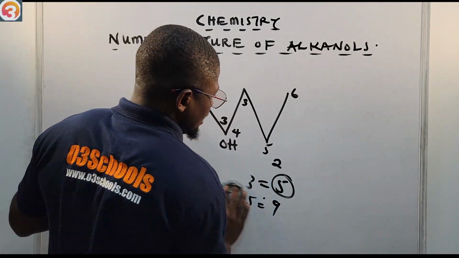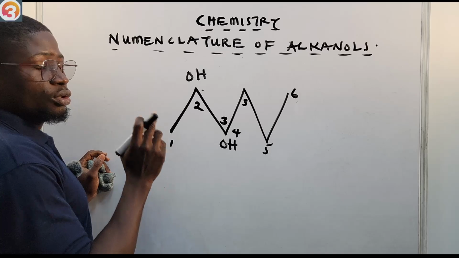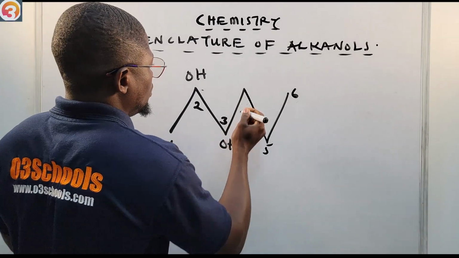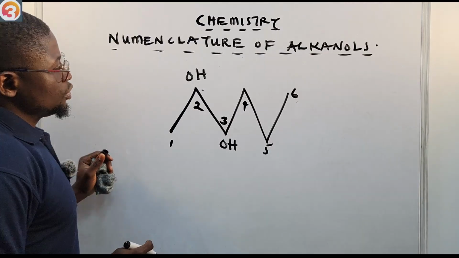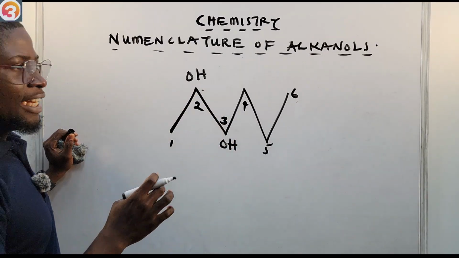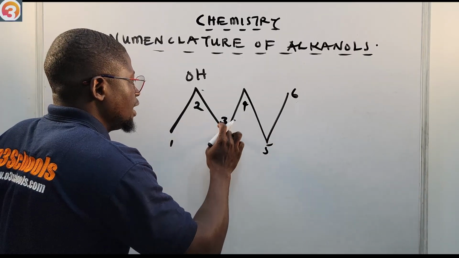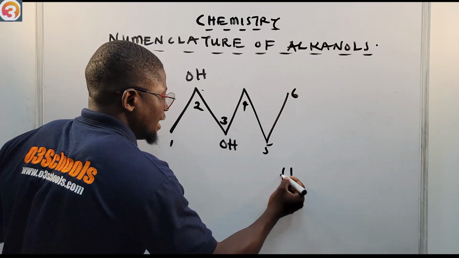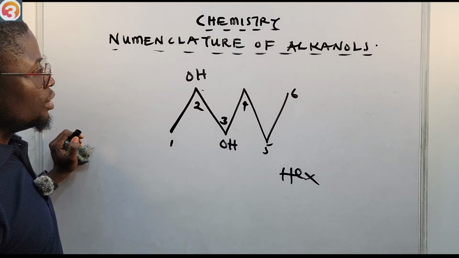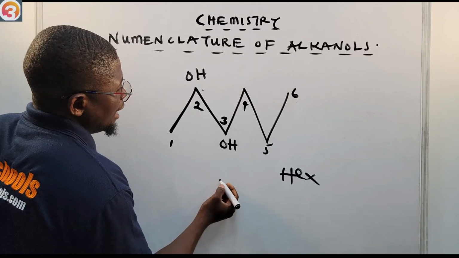All right, so we have been able to get our shortest link to the OH group. 1, 2, 3, 1, 2, 3, 4, 5, 6. Now we have our OH groups on the second carbon and on the third carbon. We already know that the number of carbon atoms in this parent chain is 6. 1, 2, 3, 4, 5, 6. That is hex, hexane. All right, so now naming this compound becomes very easy. So I'm going to have what now?